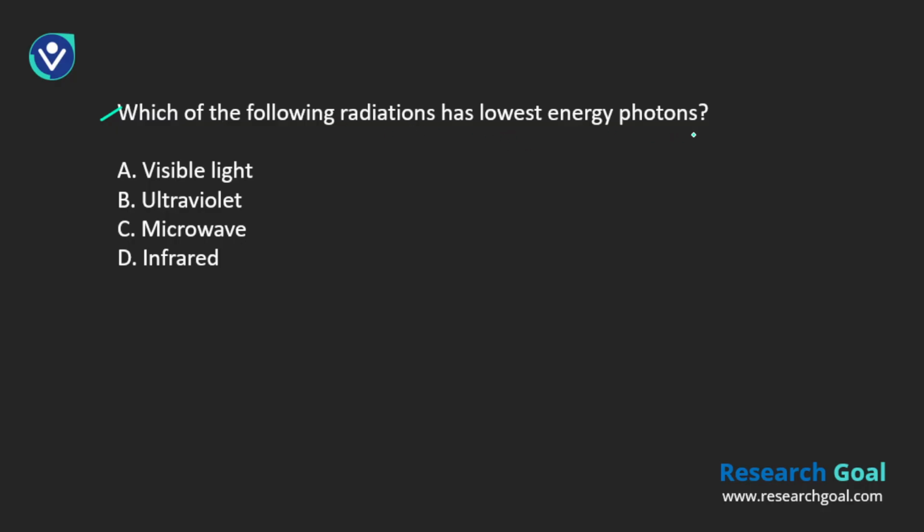Which has the lowest energy photons? A, visible light. B, ultraviolet light. C, microwave. D, infrared. Okay, tell me the correct option. Select that correct option and then wait for my answer.